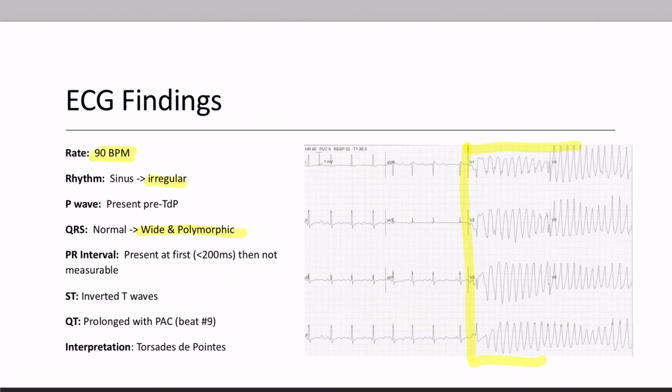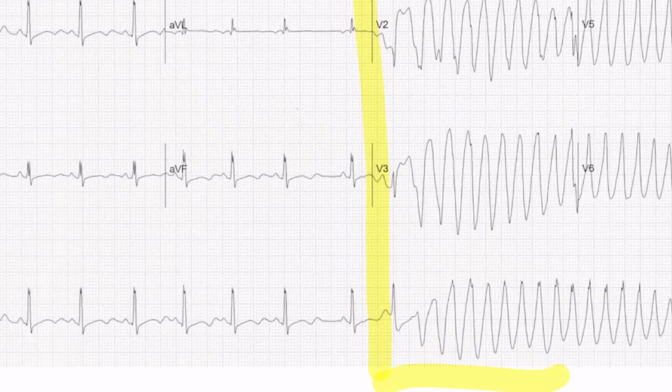We did have inverted T waves, and then a prolonged QT interval, followed by a premature atrial contraction. So we'll point this out to you down here. Here we can see, as I said, kind of a long QT. So this is the long section.